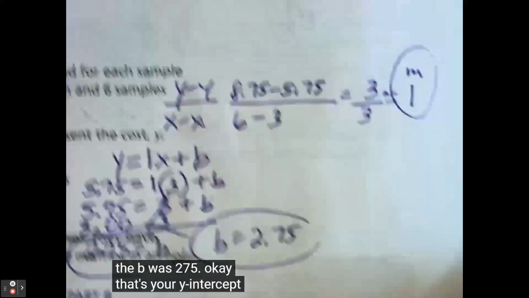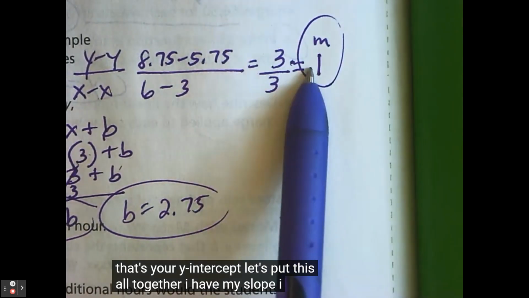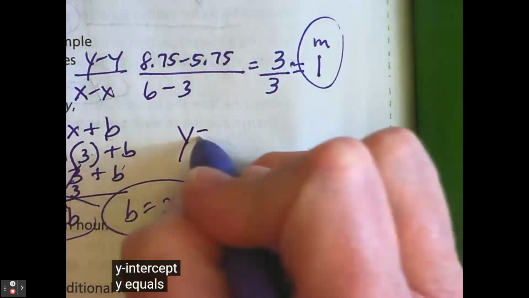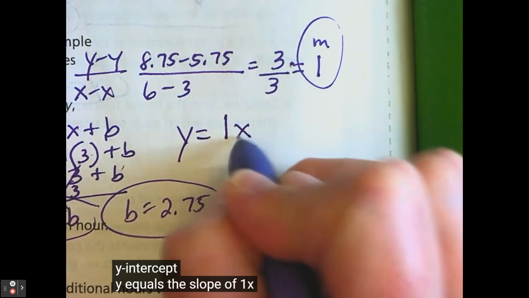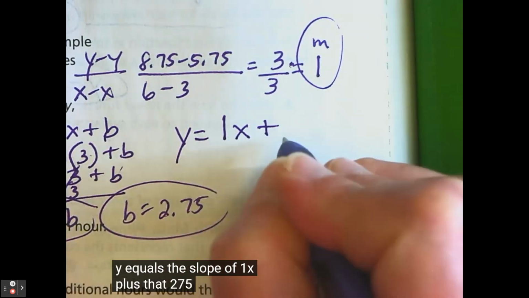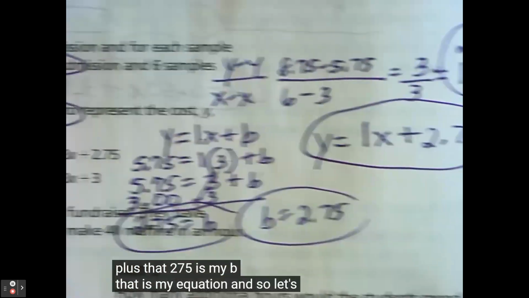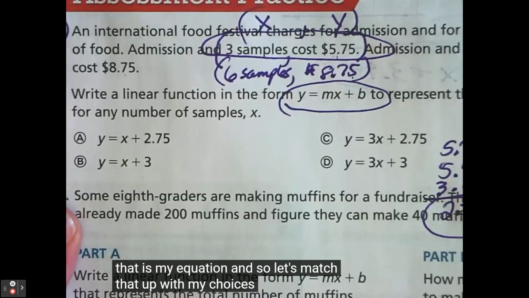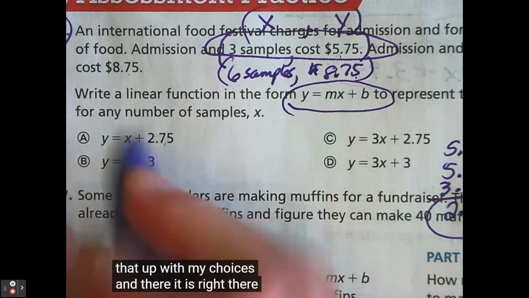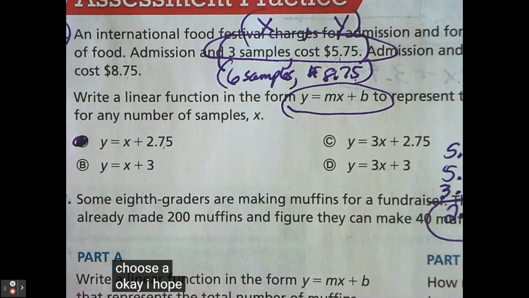Okay, that's your y-intercept. Let's put this all together. I have my slope, I have my y-intercept. y equals the slope of 1x plus that 2.75 is my b. That is my equation, and so let's match that up with my choices. And there it is right there. So I would choose A. Okay, I hope that helps.